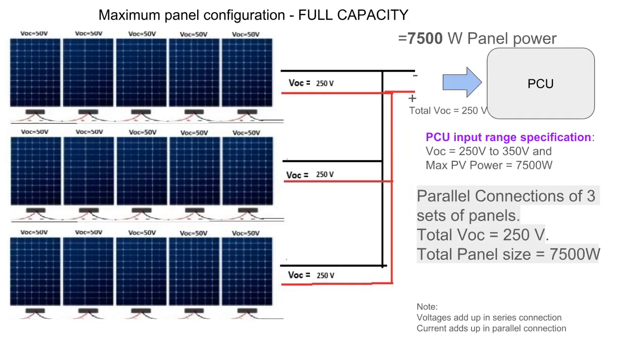This is the full configuration, where we make use of the full capacity of the PCU in terms of panel wattage. This makes a 7500 watt panel. We have 3 strings in parallel. Here the input VOC voltage is 250 volts, and it also matches the max panel wattage. Note that when you combine strings in parallel, the ISC will add up, and in cases where the PCU specification is giving max ISC, we should make sure that ISC is within that range when we are connecting strings in parallel.